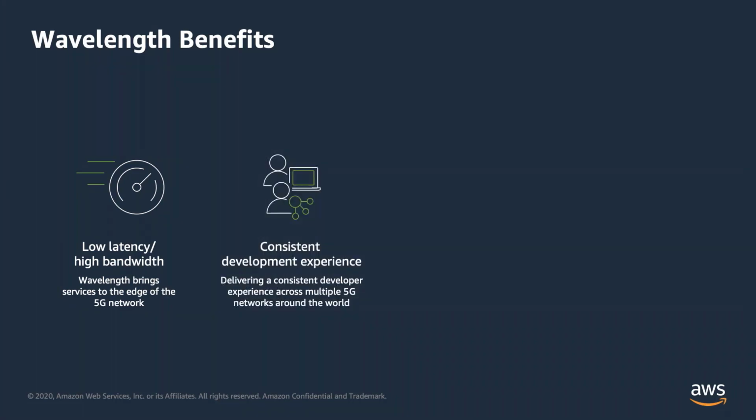Second, you deploy your application to Wavelength Zones, AWS infrastructure deployments that embed AWS compute and storage services within telecommunication providers' data centers at the edge of the 5G network. Wavelength Zones deliver a consistent developer experience across multiple 5G networks around the world, allowing you to build ultra-low latency applications using the same familiar AWS services, APIs, tools, and functionality you already use today. You can deploy portions of your cloud-based applications requiring ultra-low latency to Wavelength and then connect seamlessly to the rest of your application and services running in AWS.